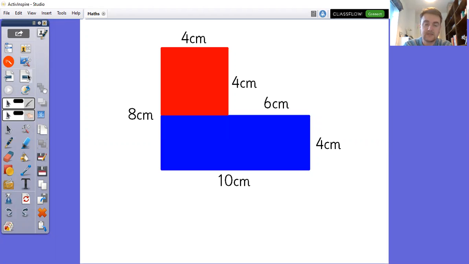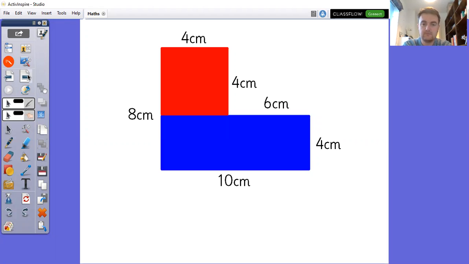I've got a red rectangle, which is also a square because all four of its sides are equal. And I've got a blue rectangle. That makes it so much easier for me to calculate the area because I can work out the area of the red rectangle and the blue rectangle separately and then add them together.